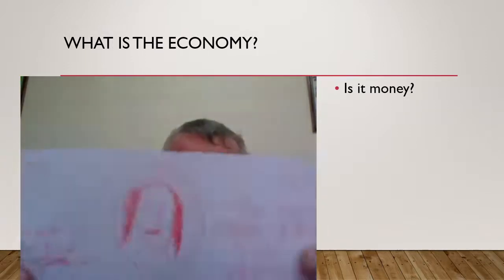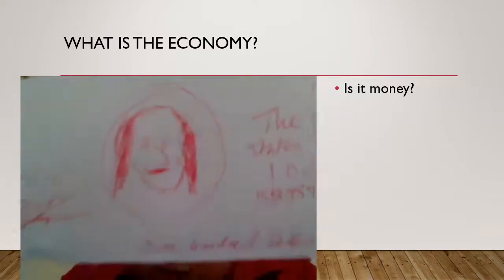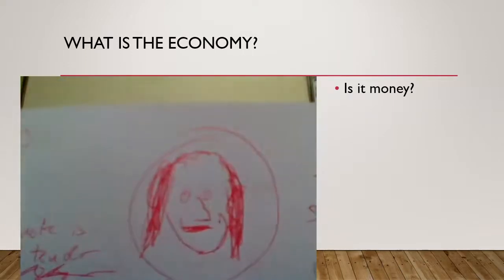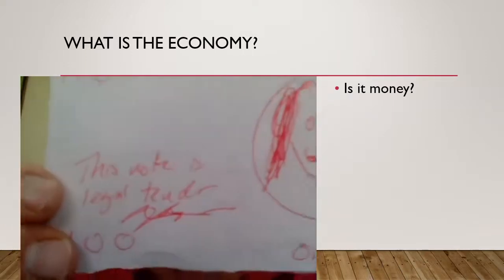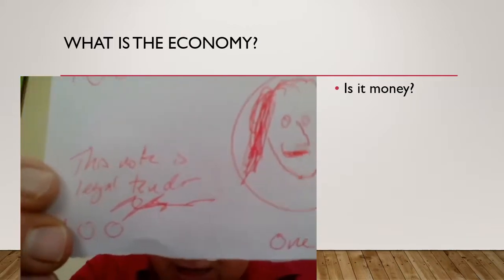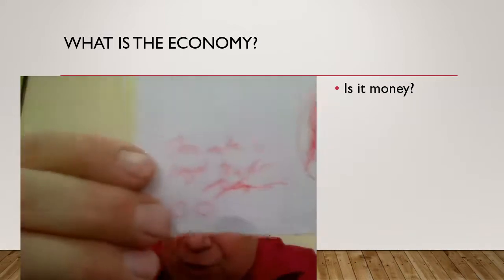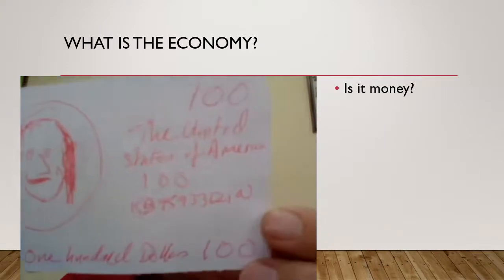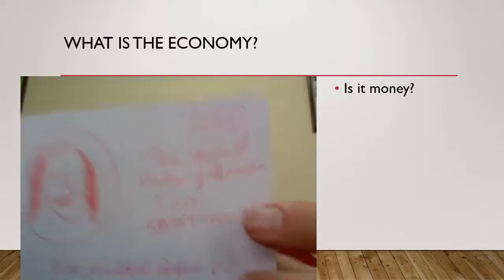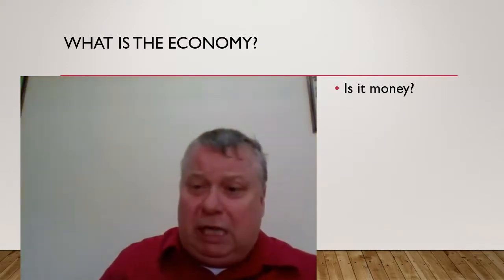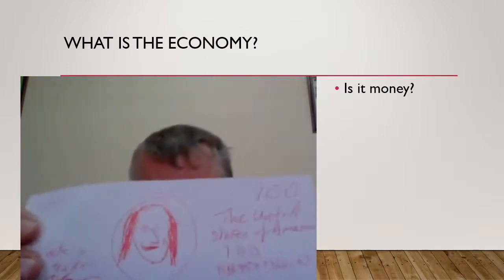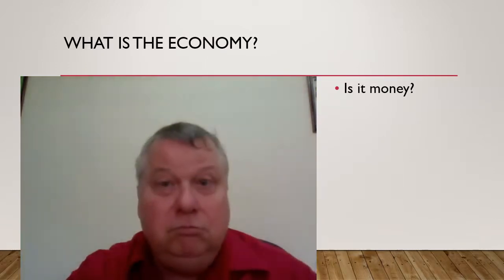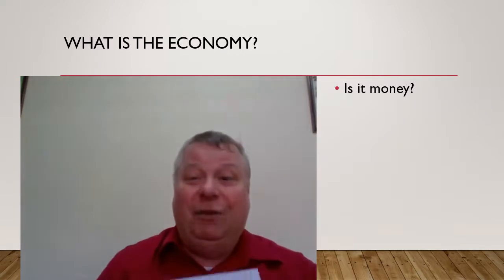Just the same. Whoops, sorry. It's got a picture of Benjamin Franklin on it, right? It says $100 in all the corners. It says this note is legal tender, and it's signed by somebody you've never heard of. And then it says over here, the United States of America. So, would you sell me your TV set for this? Yes? No? Maybe? Why not?